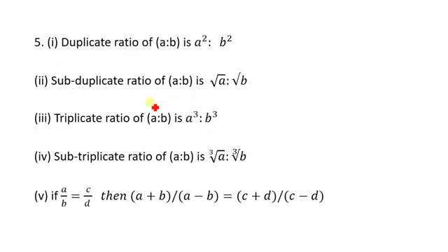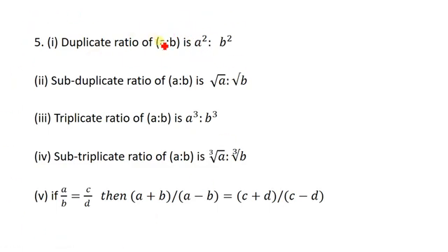Now next one is duplicate ratio, subduplicate ratio, triplicate ratio, subtriplicate ratio. Now see, this is not very important, but in one of the competitive exams, a question was asked that find the duplicate ratio of 5 and 9. Now see, if one is aware of duplicate ratio, he can easily solve it. But if one does not know what is duplicate ratio, then you lose your marks. So let us just go through it.